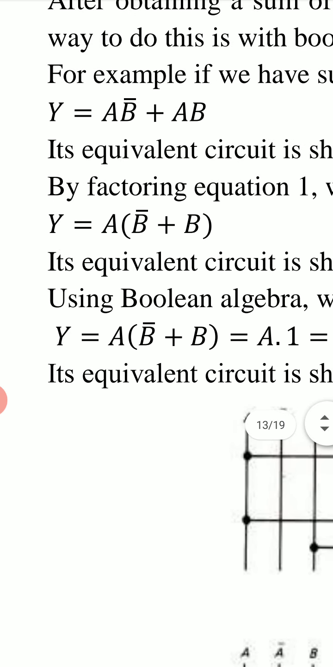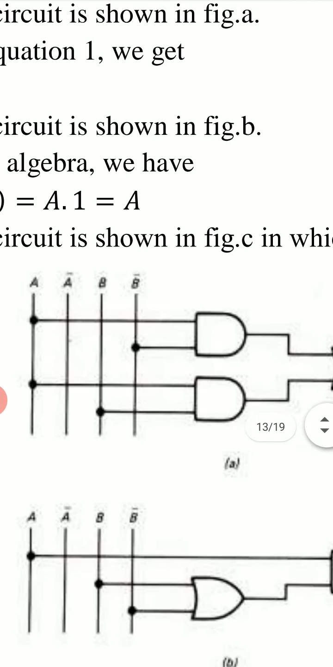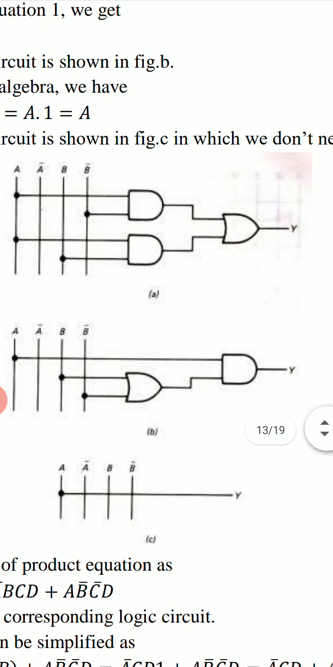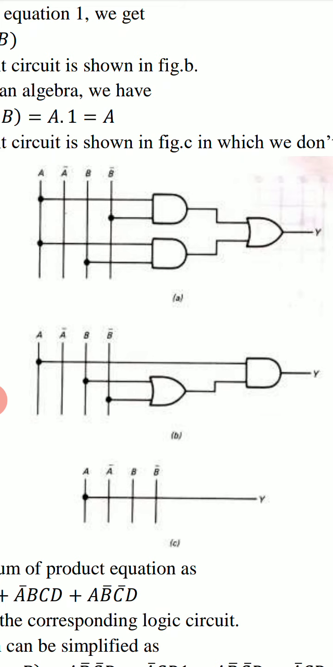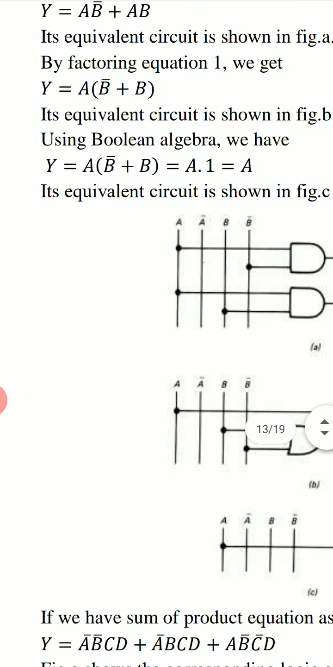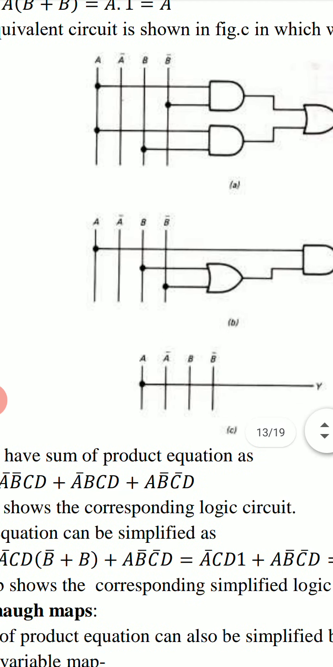The logic circuit required for this first equation, Y equal to A B bar plus AB, is shown in figure A. And the logic circuit for the simplified expression Y equal to A is shown in figure C.